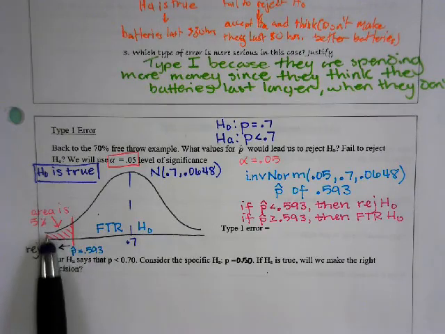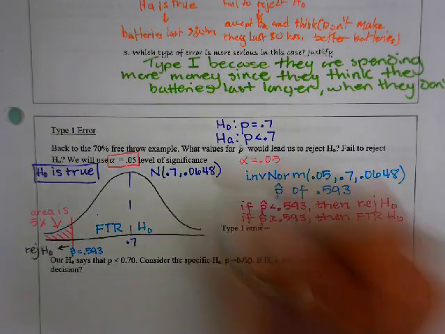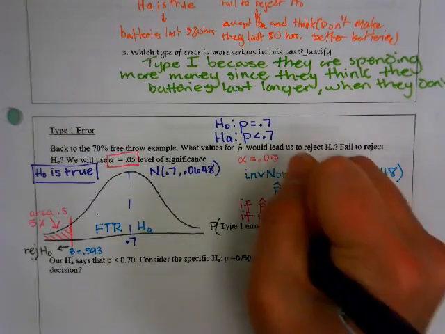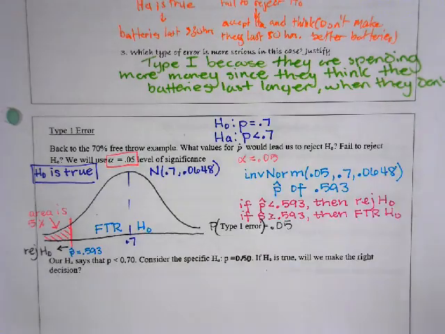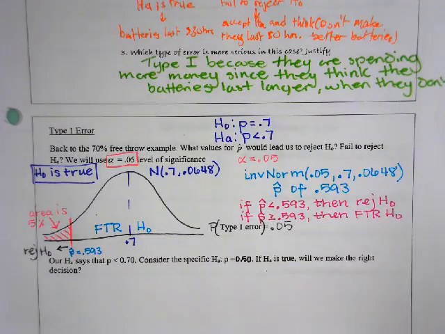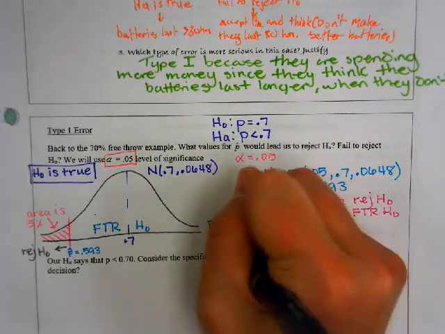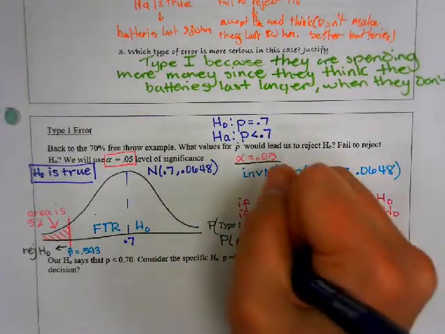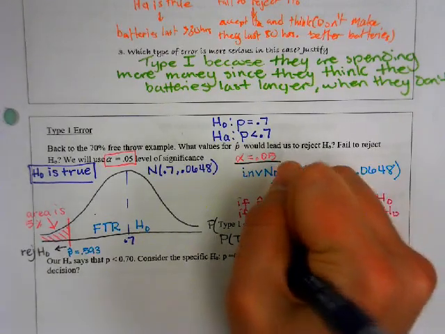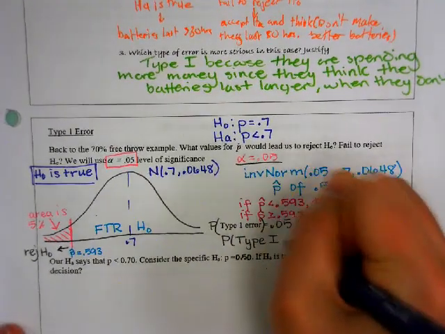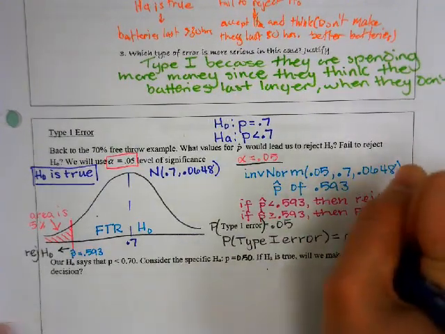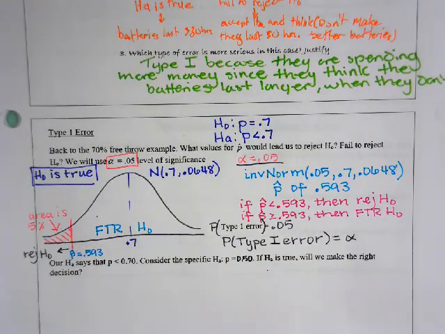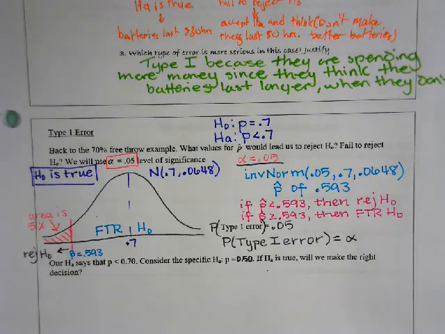And 0.05 came from where? Alpha. So the probability that we get a type 1 error is equal to whatever your alpha level is. We tend to use 0.05, but sometimes alpha can change. So whatever your alpha is, that's the probability you're going to make a type 1 error. Reject the null when the null is true. Questions?